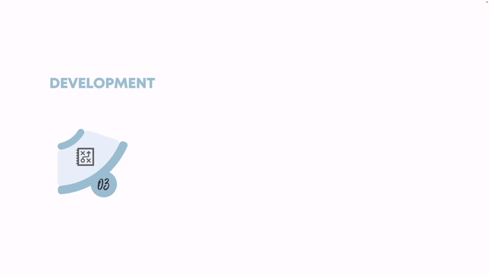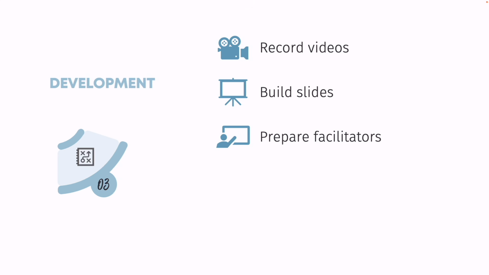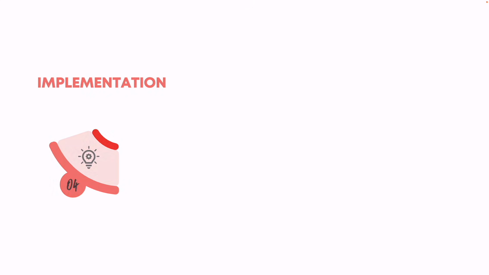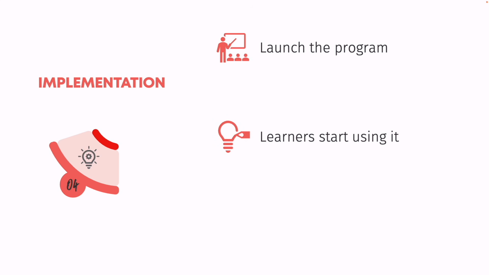Stage 3, develop. Once you've selected the formats you want to use, it's time to develop them. And that means recording the videos, building the slides, preparing the facilitators, sending out emails to participants and their managers, and so on. Again, go back to your stakeholders for some feedback. Stage 4, implement. This is where you launch the program and the new hires start using it. All the while, you continue to collect feedback from everyone involved.